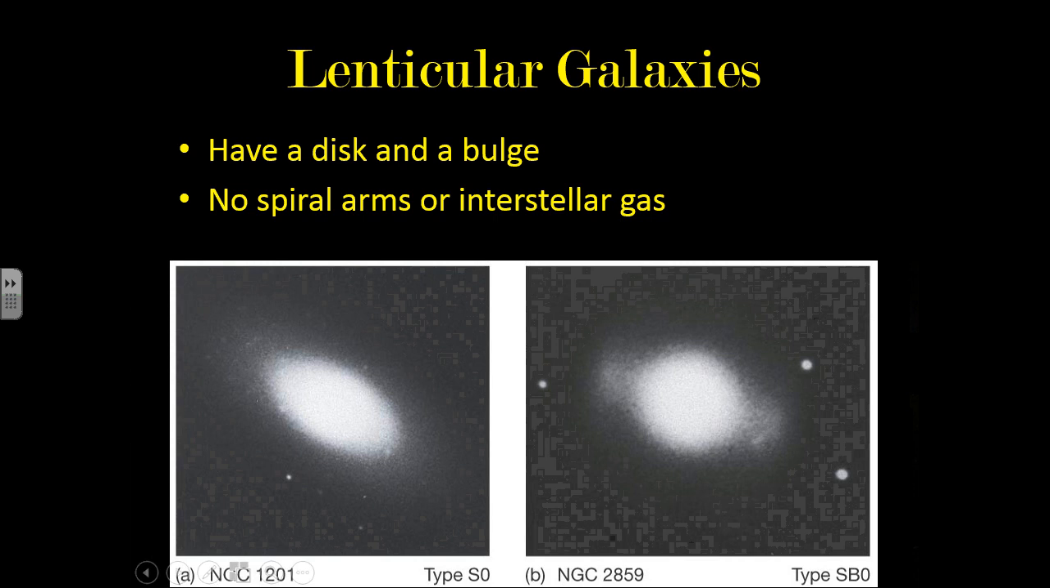The last type of galaxy is a lenticular galaxy, and they have a disk and a bulge, but no arms, or interstellar gas. So again, these are very old galaxy clusters, not a lot of new star formation if they don't have interstellar gases to form new stars.